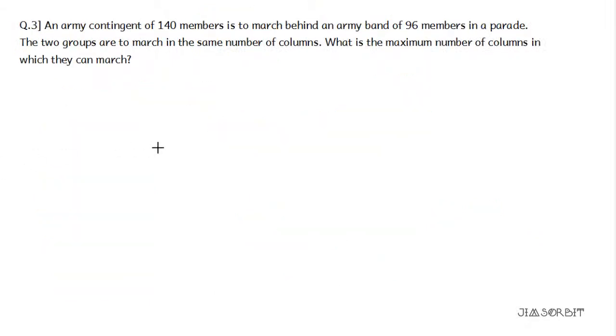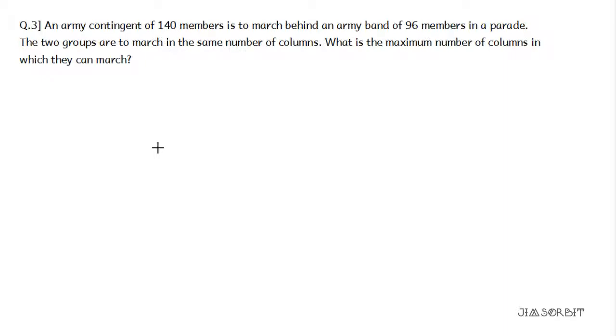Now question number 3, again we start reading it. An army contingent, so there is an army group of 140 members, is to march behind an army band, which is another band of another group, an army band of 96 members in a parade. So you have one group where you have 140 members, that is the contingent of army, while the other band of army has 96 members. The two groups are to march in the same number of columns.